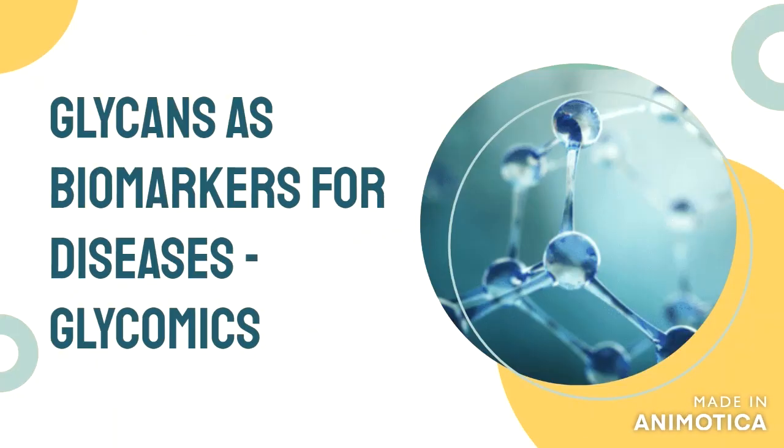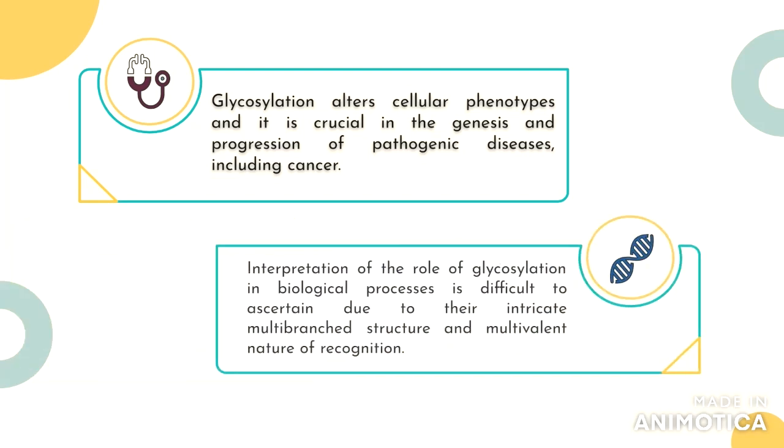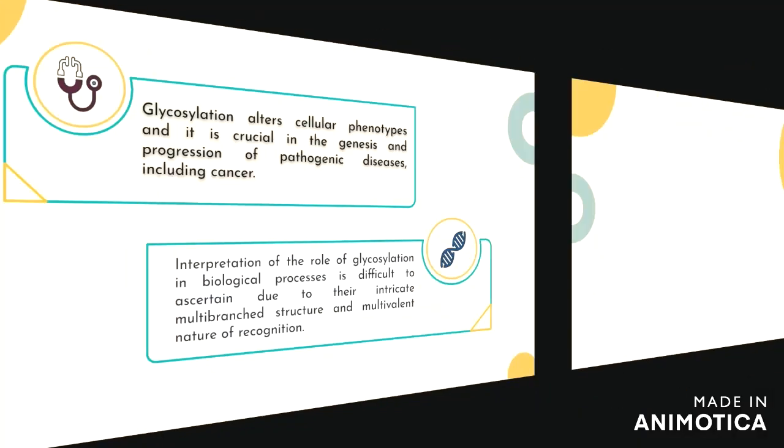Glycans as biomarkers for diseases. Glycosylation alters cellular phenotypes and it is crucial in the genesis and progression of pathogenic diseases including cancer. Interpretation of the role of glycosylation in biological processes is difficult to ascertain due to their intricate multi-branch structure and multivalent nature of recognition.